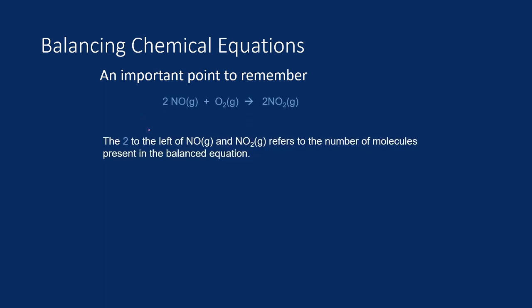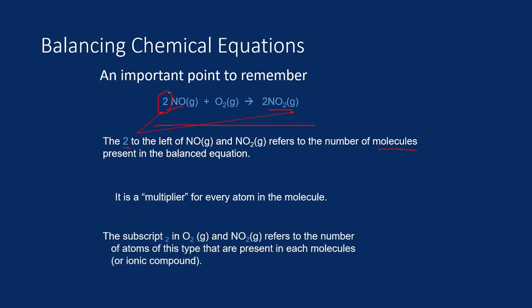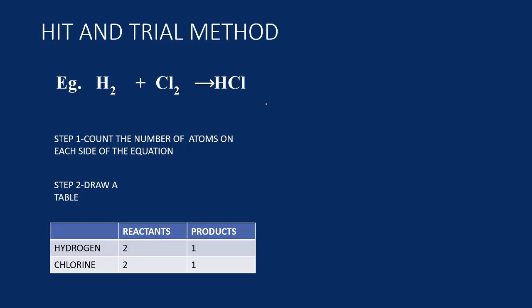Next, coming to balancing chemical equations, an important point to remember. In this reaction, 2NO plus O2 will give you 2NO2. The 2 to the left of NO, and the 2 to the left of NO2. The 2 here as a coefficient refers to the number of molecules in this reaction. So any coefficient refers to the molecules of the compound. Then, as we all know, the subscript, as in O2 and NO2 too, the 2 is the subscript which is given.